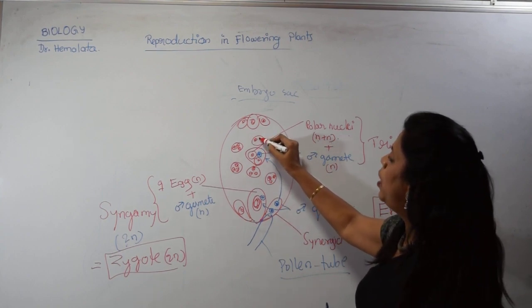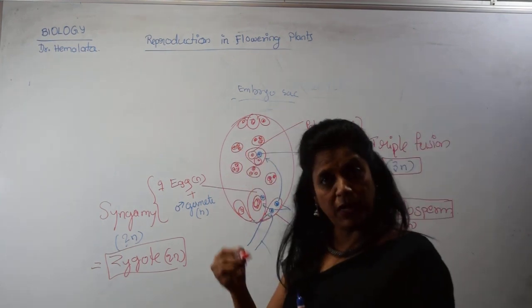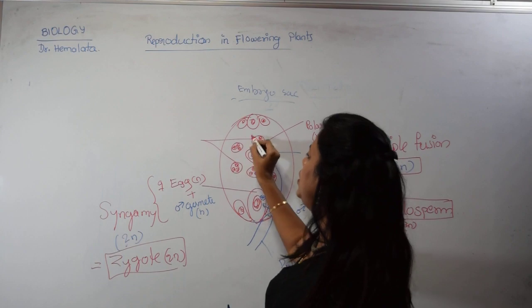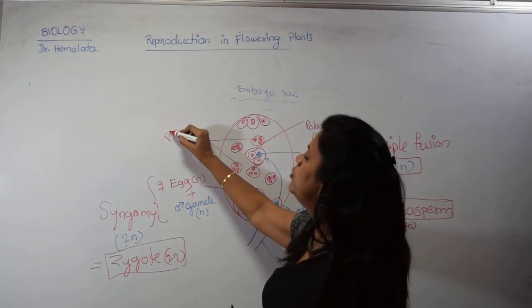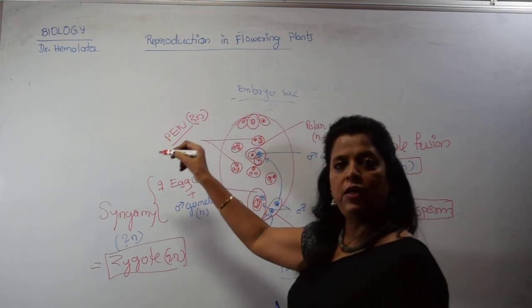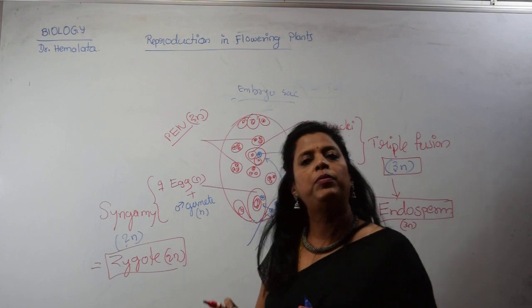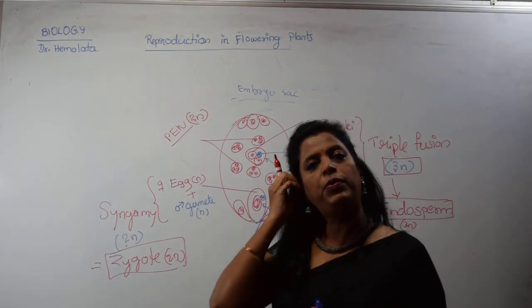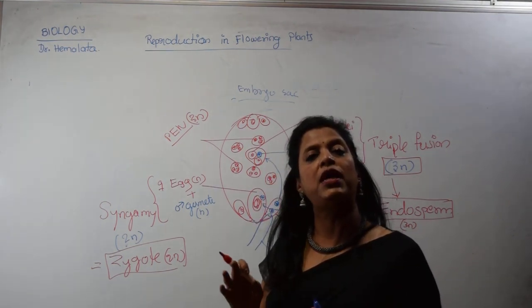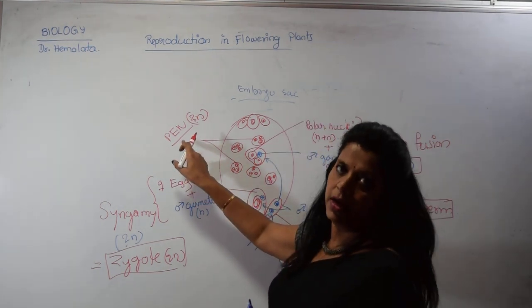This triploid condition, before becoming endosperm, this whole thing forms the primary endosperm nucleus, which is triploid. Later on, on solidification, it becomes endosperm. So the primary endosperm nucleus is the end product of the free nuclear divisions that happen after triple fusion. Right? This is the primary endosperm nucleus.